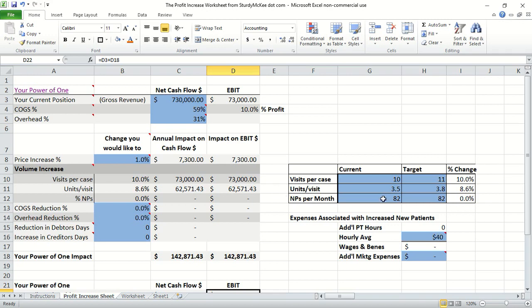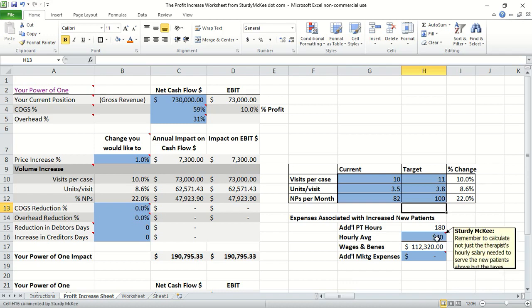So now let's look at new patient numbers. What if we're seeing these new patients, we're realizing an increase in the value per case, but if we increase our new patients, let's say from 82 to 100, we see a significant increase in revenue. The interesting thing here, though, is if you're at capacity, and of course you'll have to make adjustments if you're not, you're going to have to hire and bring on another therapist.